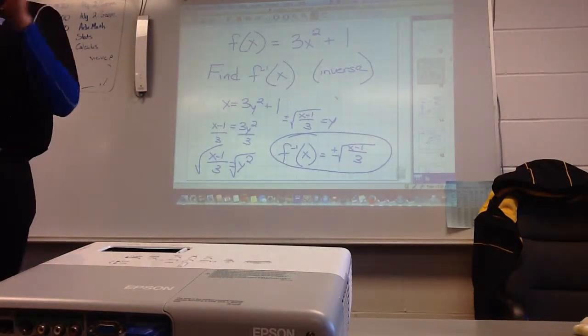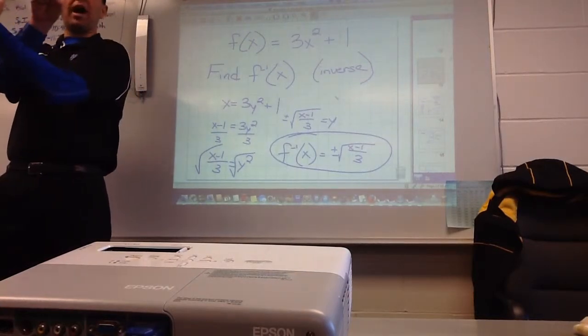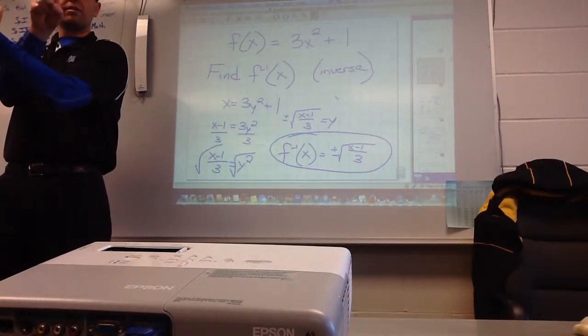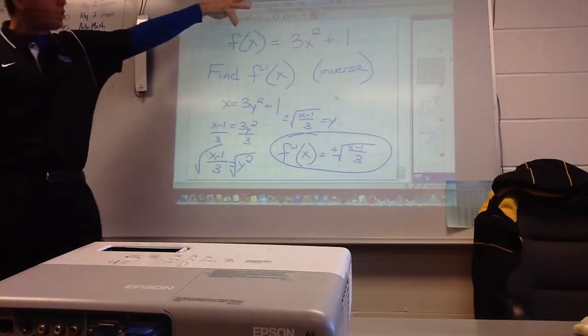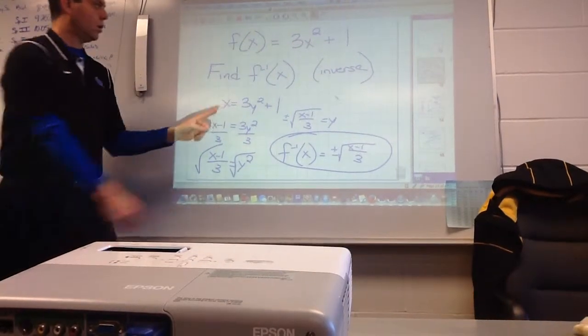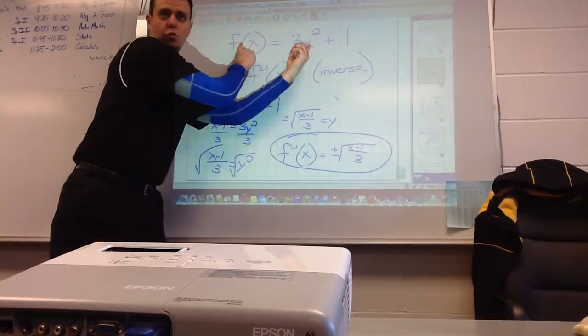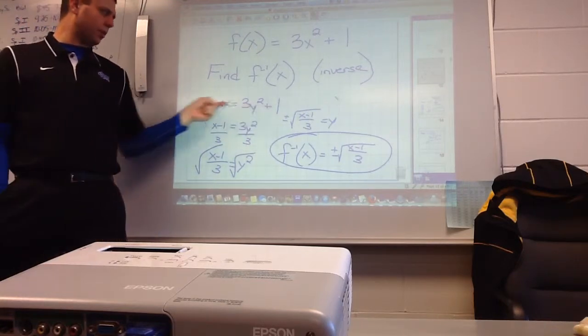All you have to do to find the inverse of a function is switch the x and the y wherever they're at, and then get y by itself. So the original function said y equals 3x squared plus 1, right? Well, I'm just going to switch the x and the y around. x equals 3y squared plus 1.